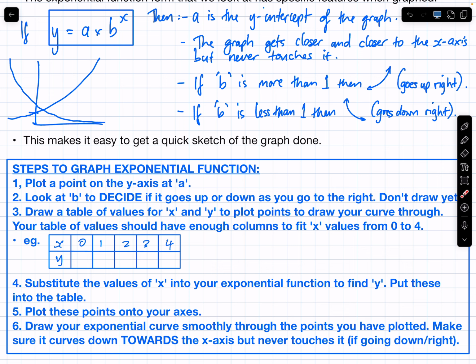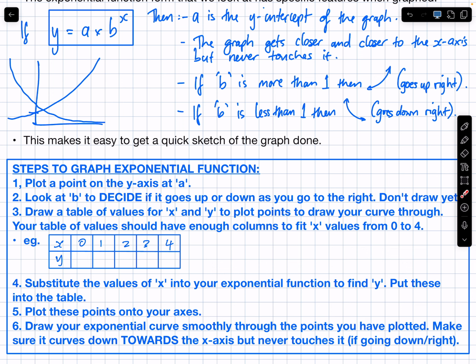Now let's demo a little bit of that. I've been asked to graph y is equal to 0.5 times 2 to the power of x. Which of those numbers is a? 0.5 or 2? Look back up here. Which one comes first? 0.5 is your a. Your b is 2. So plot a point on the y-axis at a. So a is at 0.5. It's half, so it's down here.